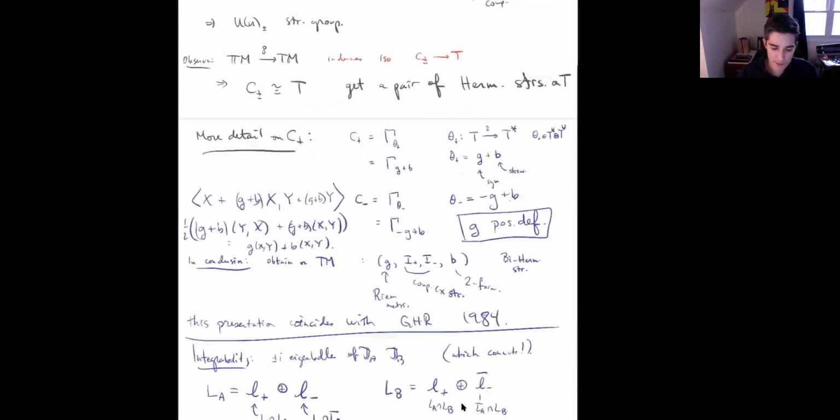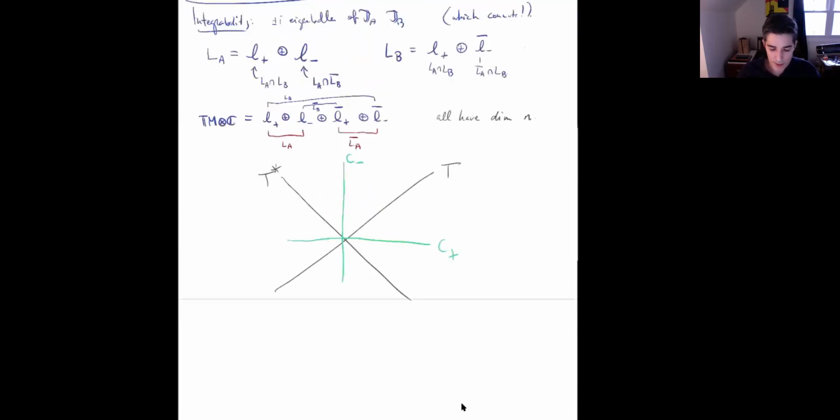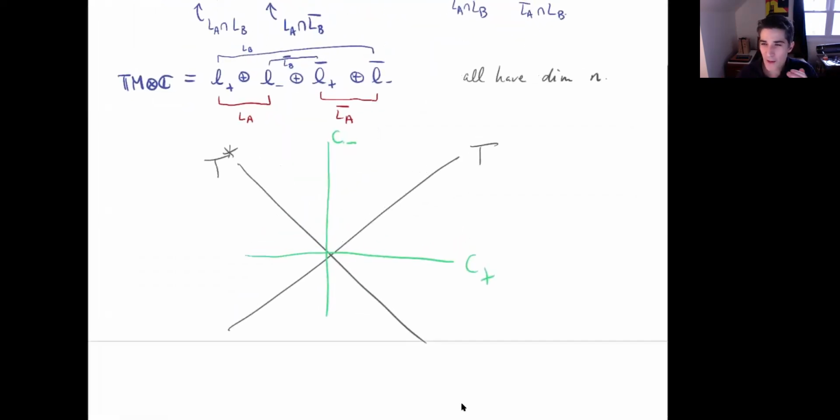So in the diagram, maybe I'll draw the diagram again. So we have t plus t star. We have C plus and C minus. And notice that, okay, this may not be satisfactory on a first pass, but it is a correct argument, which is that C plus and C minus were plus minus 1 eigenspaces, so they were real. C plus and C minus are real. L plus, L minus, L plus bar, L minus bar, those are all complex subspaces.